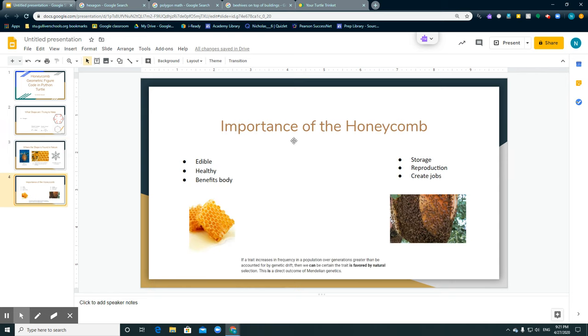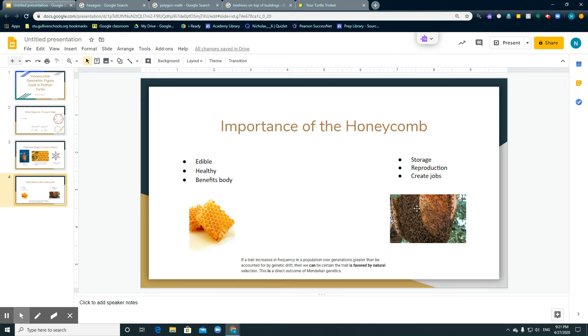And then the importance of the honeycomb. It's edible, first of all, which gives people sugar, especially people with diabetes, so it helps them. It's healthy. It increases your heart health. It fights off infections, and it benefits your body because it boosts your liver system.